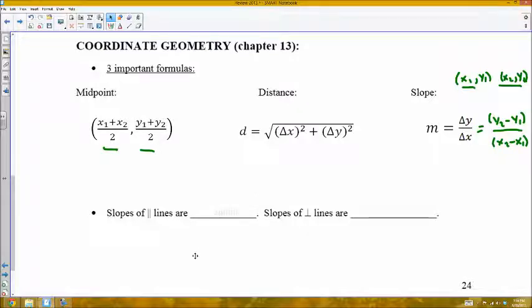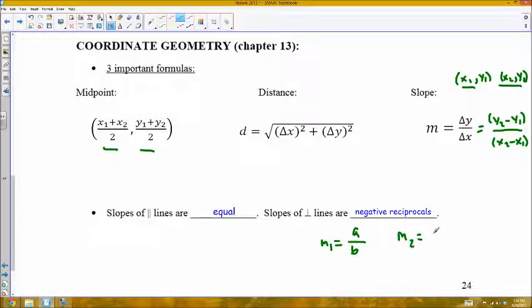Parallel lines have slopes which are equal to each other. Perpendicular lines have slopes which are negative reciprocals of each other. That means that if I have a line with a slope a over b, that's the slope of one line, then the slope of a perpendicular line would have to be negative b over a. So it's a reciprocal, and it's the negation, or has the opposite sign of the other.